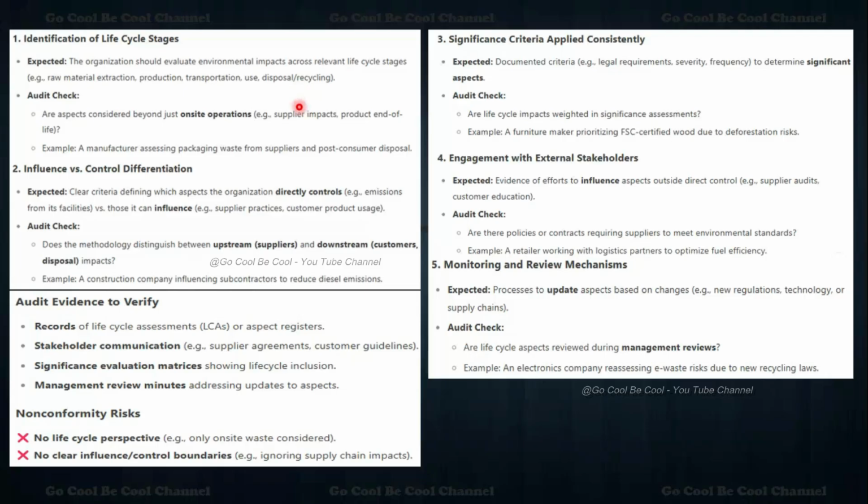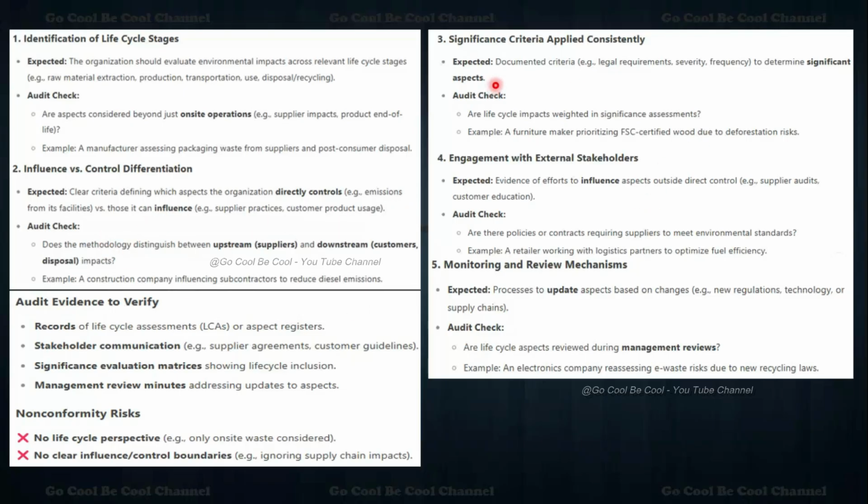Here the audit checks whether aspects are considered beyond just on-site operations. As examples, supplier impacts and product end of life. Examples are also available here. Next, influence versus control differentiation. Expected: clear criteria defining which aspects the organization directly controls. Examples: emissions from its facilities. Examples of influence, so we can write it here. Audit checks are also available.